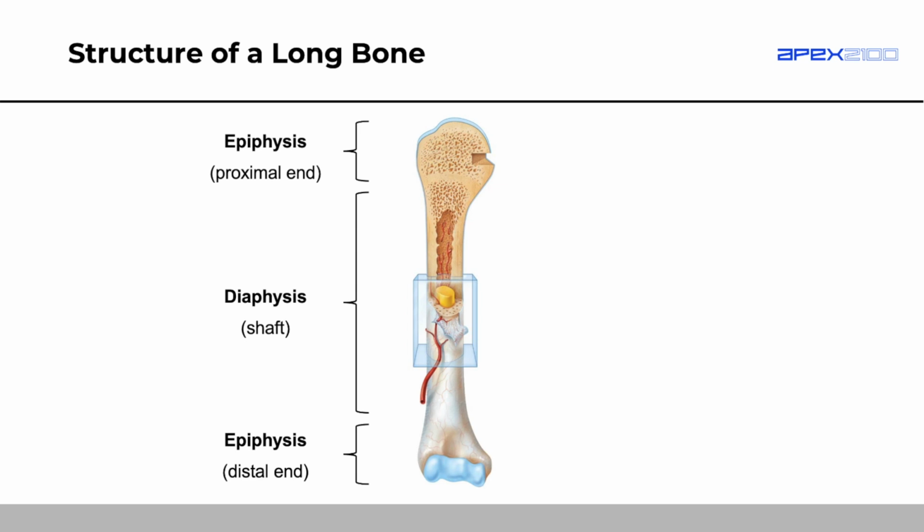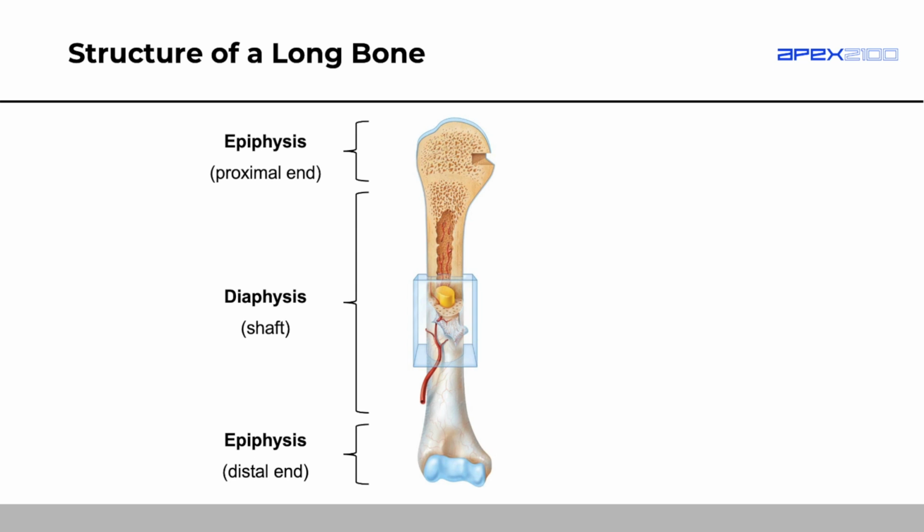Okay, now the structure of a long bone. So if we're looking specifically at long bones, they have a few important structures that we need to know. They've got the epiphysis at both ends. That's that bulbous end, which I mentioned, sort of sticks out on the ends of long bones. And then the shaft is called the diaphysis. So we've got two epiphysis and one diaphysis.